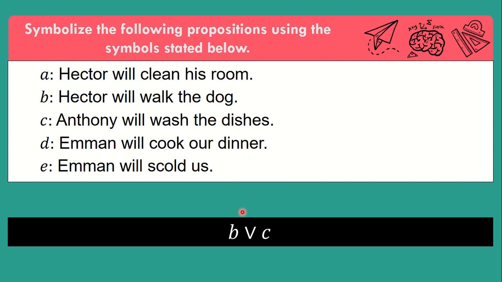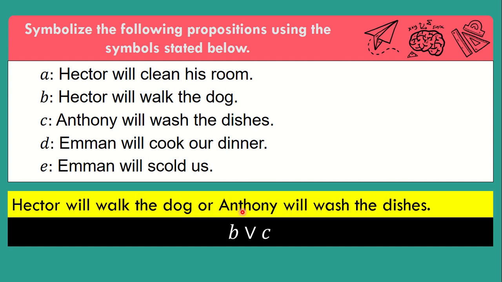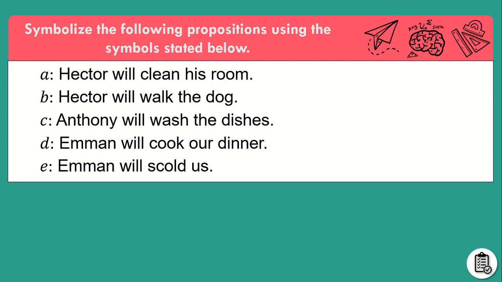Okay, as our representation. Given the symbols B, V, C, what is the statement? Here we have Hector will walk the dog, so that is B. Then we have the symbol V, so that is or. Then we have Anthony will wash the dishes, which is proposition C. So therefore, we have Hector will walk the dog or Anthony will wash the dishes. Another example.